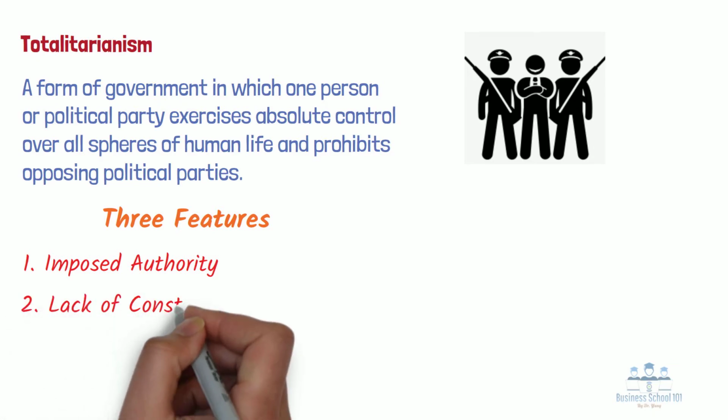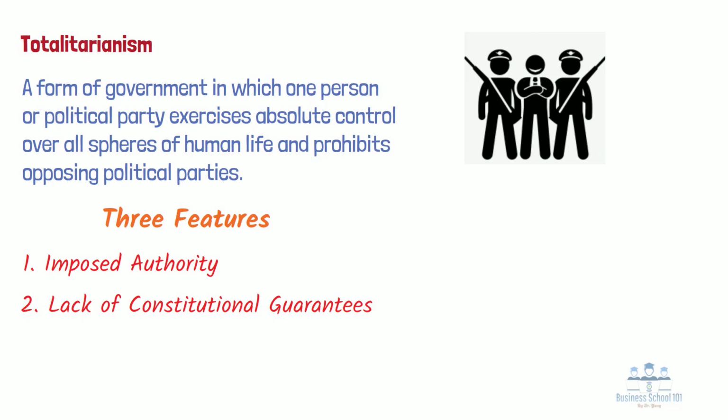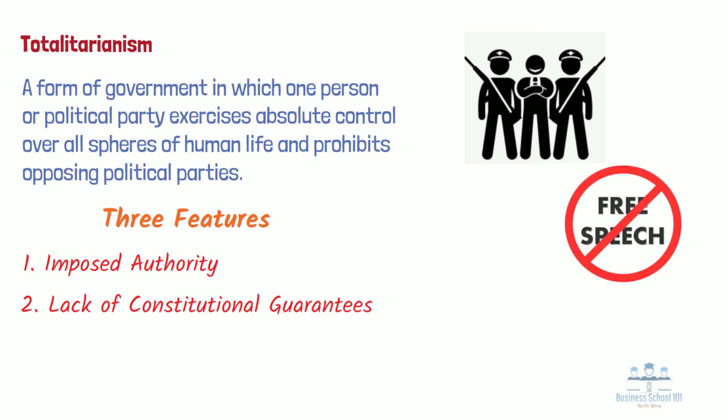Number 2. Lack of constitutional guarantees. Totalitarian systems deny citizens the constitutional guarantees woven into the fabric of democratic practice. They limit, abuse, or reject the concepts of freedom of expression, periodic elections, and guaranteed civil, property, and minority rights.